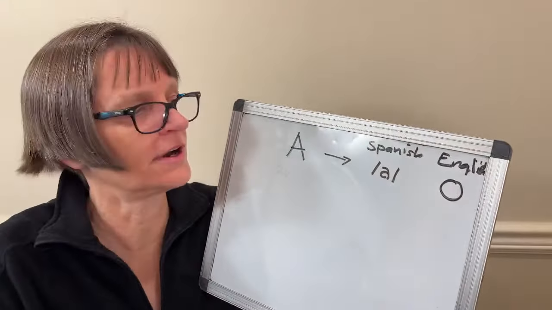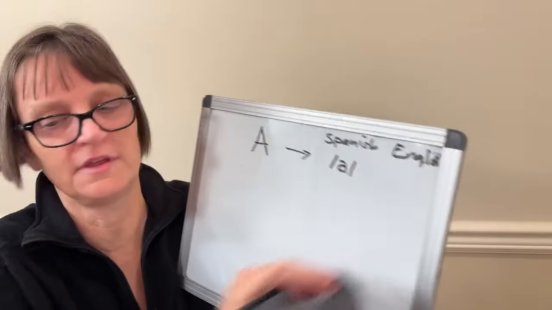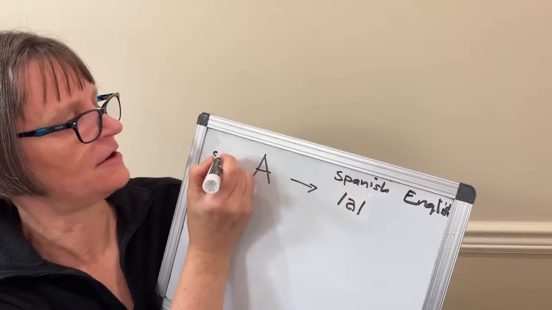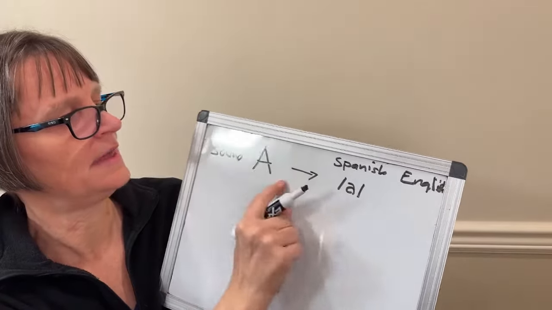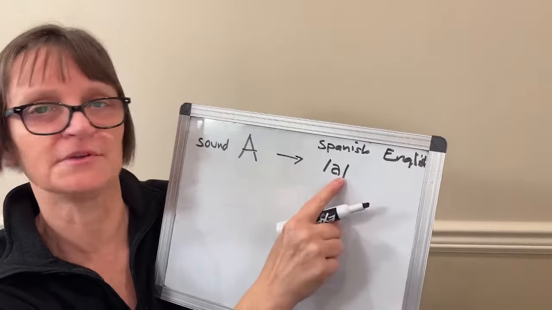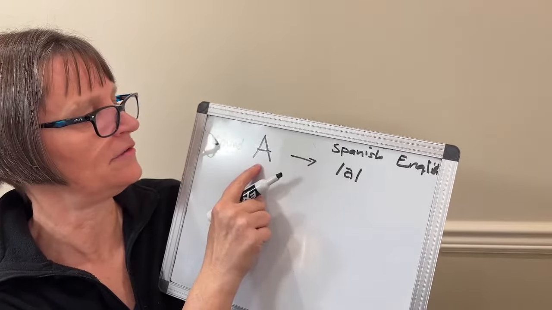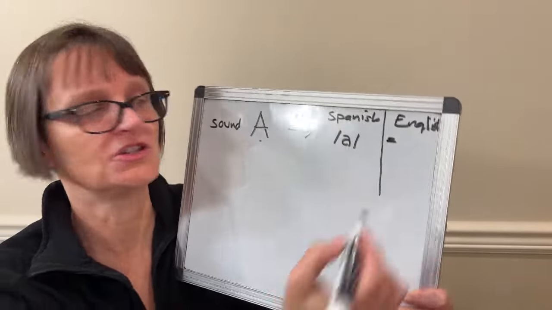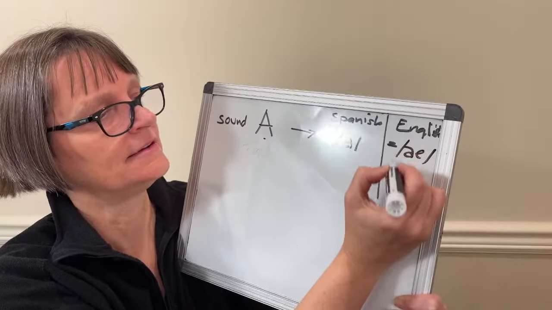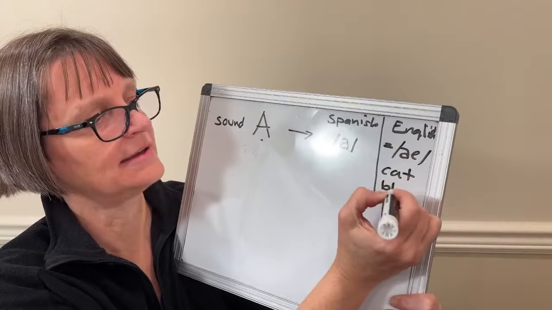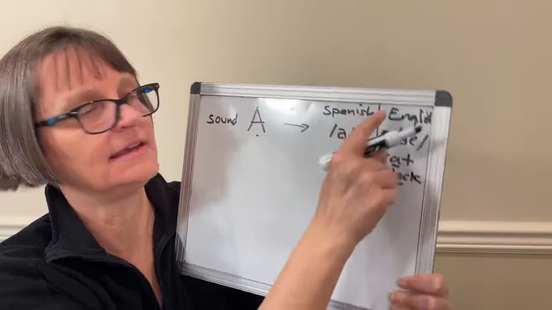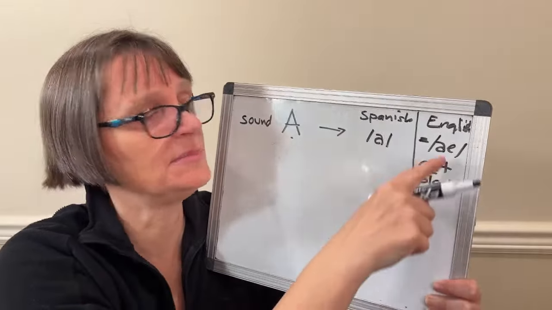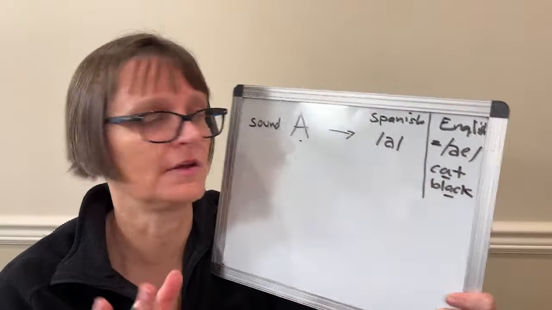So let me reorganize here. So for the sound, it matches in Spanish. A equals ah. But for the spelling, A in English equals the short a sound. So that's like cat, black. So when you see an A in English, 95% of the time or 99% of the time, it's going to be that short a sound if it's the main vowel in the word.